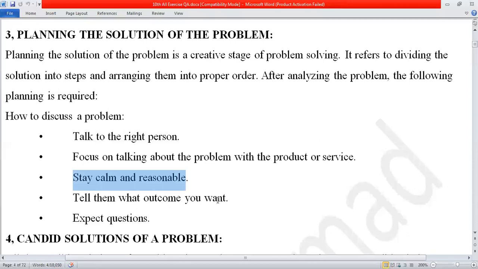Tell means tell the other person what the outcome will be, that is, the benefits. You must tell the benefits of the computerized system. Expect questions. Expect questions means you can ask questions and you can reply to their questions. So this is the planning stage of the problem.